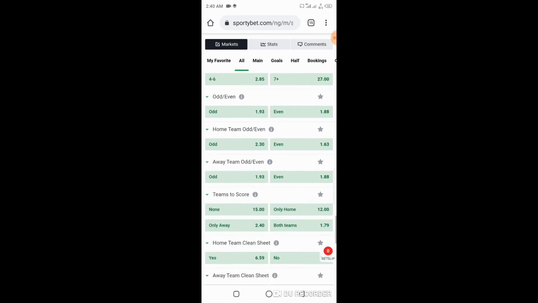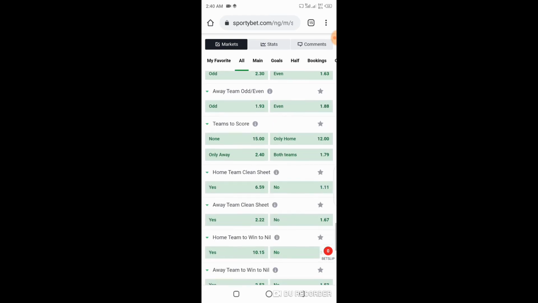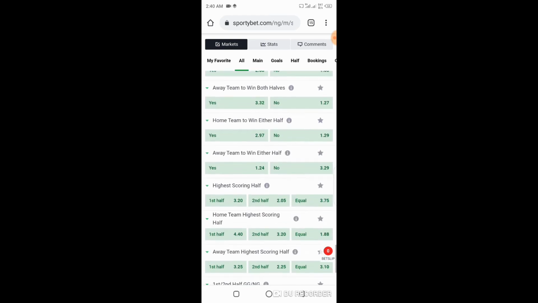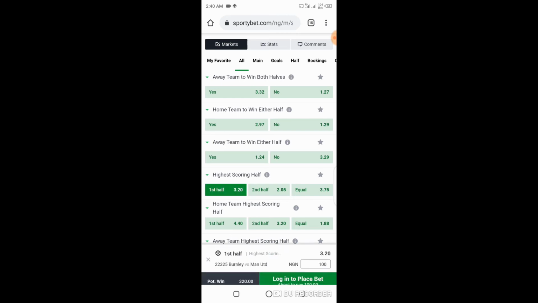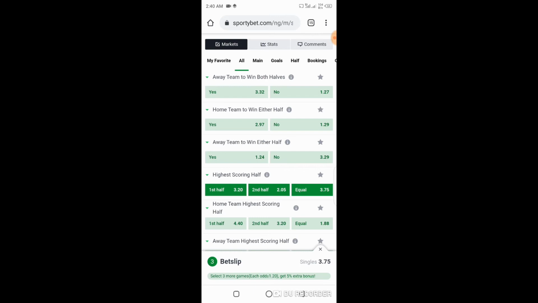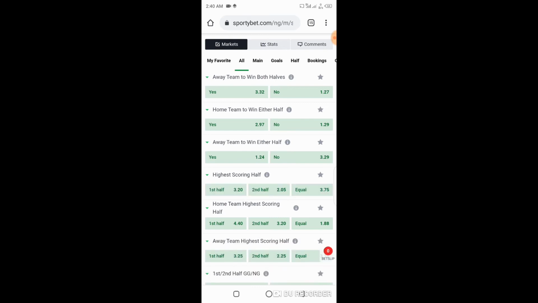HSH, which I said is what? Highest scoring half. Okay, here it is. We have highest scoring half, and we have first half win, second half win, and equal. Now, what is HSH? What is highest scoring half? Most people refer to it as most scoring half. It's still the same thing, most scoring half, highest scoring half.